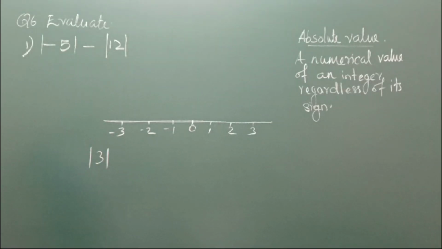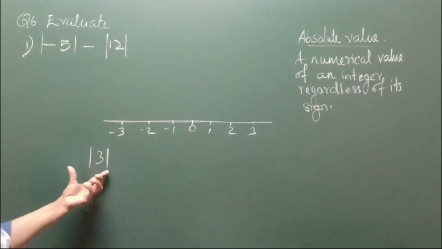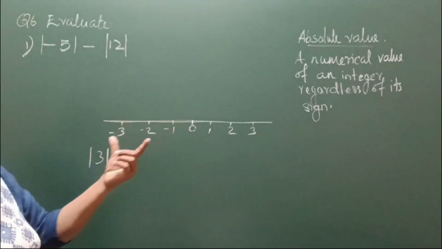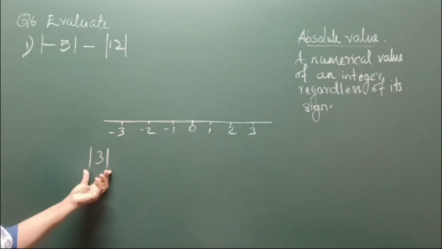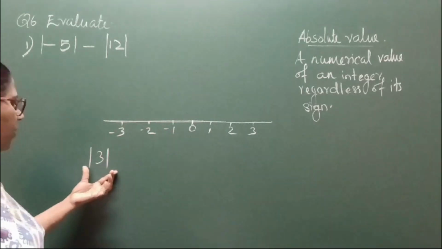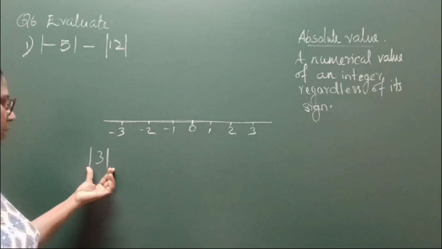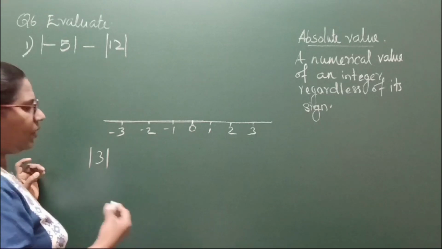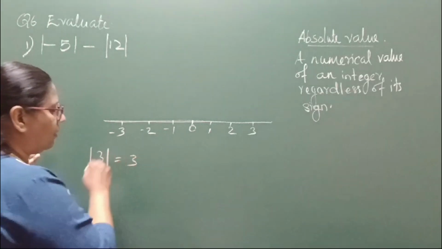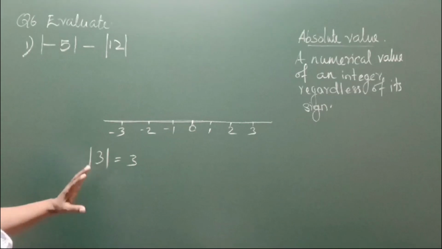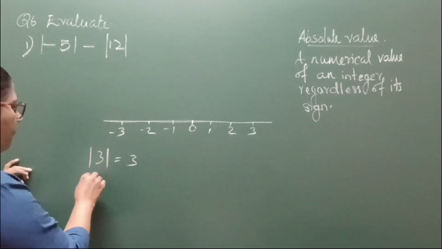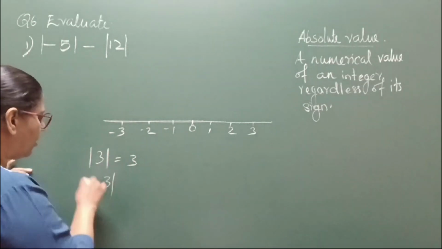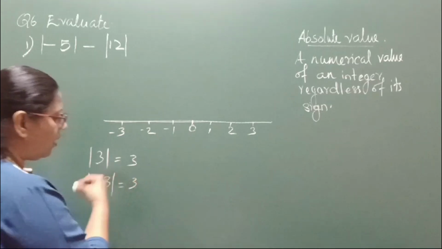Absolute value is represented by two vertical lines on either side of the integer. So this is how we write it. Now here the absolute value of 3 is 3. Whether it is a positive integer or a negative integer, the absolute value is always positive.